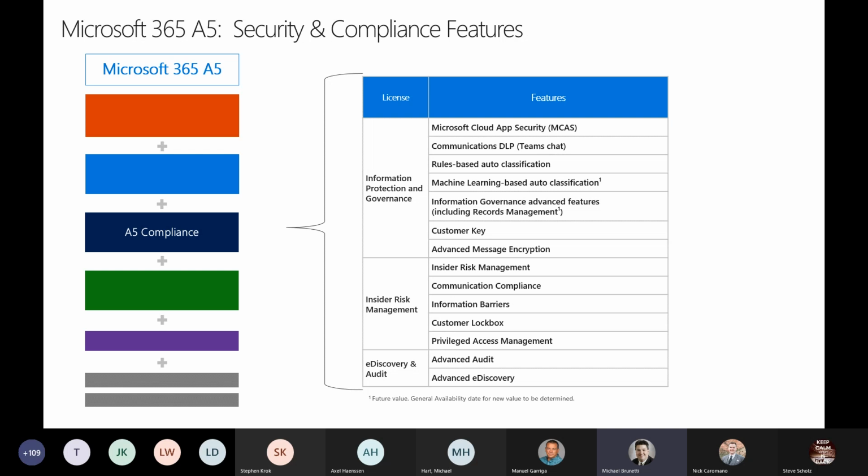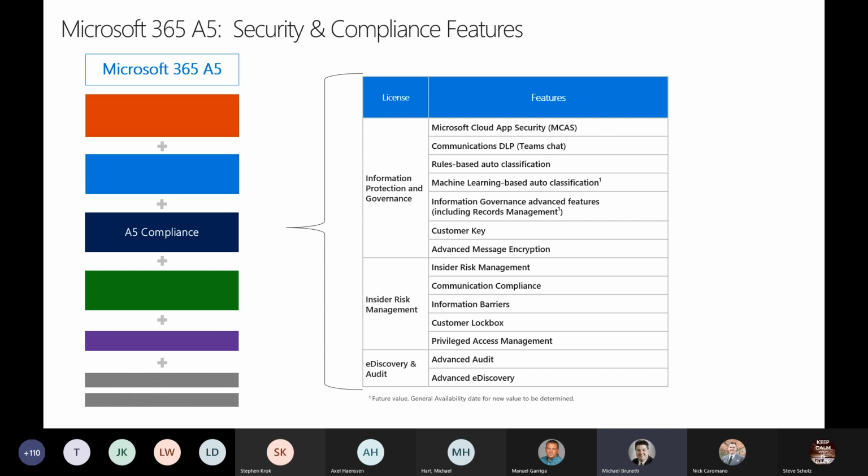And the reason for that is it is possible for customers to license any of these solutions a la carte. And so as part of that a la carte licensing, if you were just to license information protection and governance and not the full A5 suite, for example, you would get Microsoft Cloud App Security through that individual license as well. Likewise, obviously, you get it as part of the full suite.